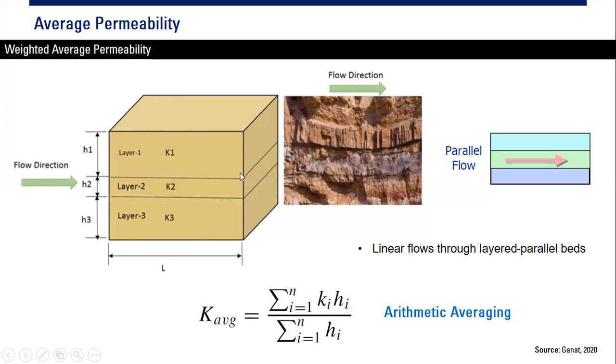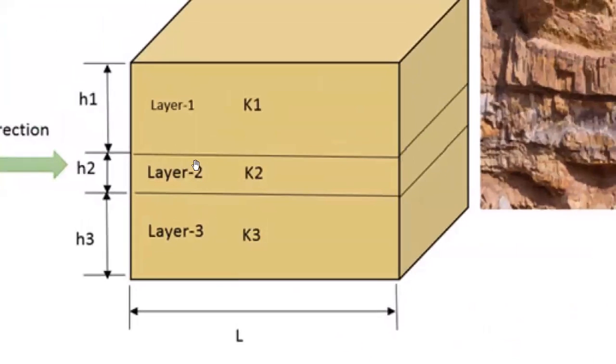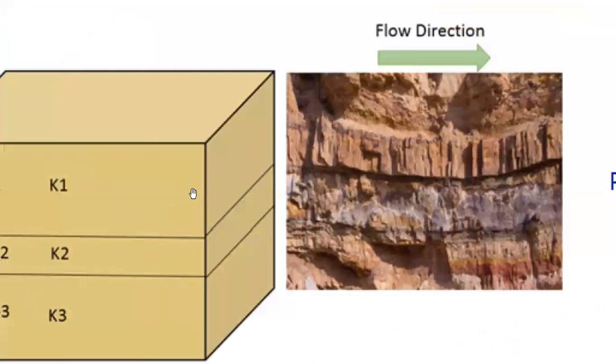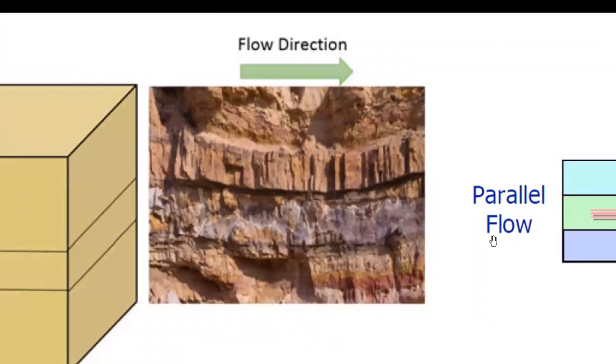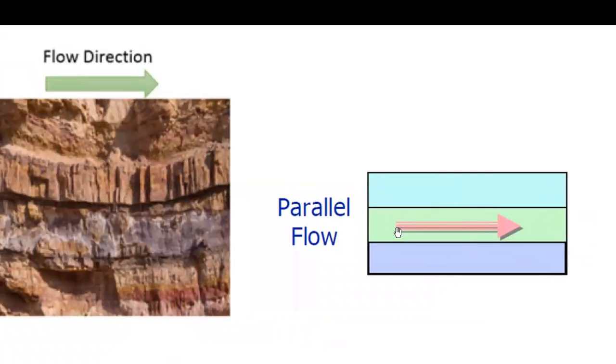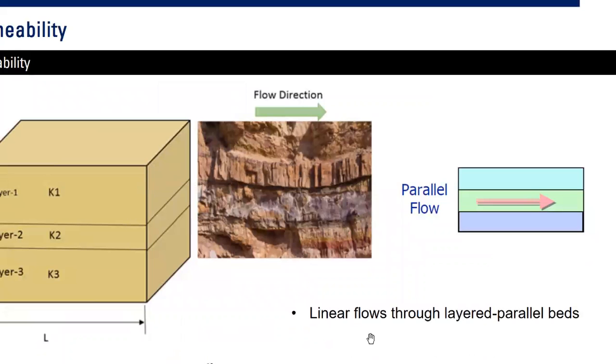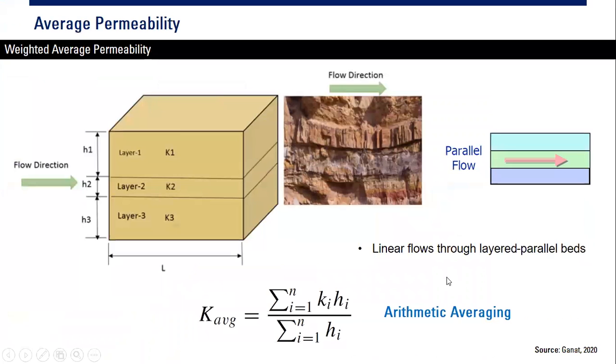The first one is like this. If the flow direction is like this, and you have, for example, three layers, layer 1, layer 2, and layer 3, with permeability 1, permeability 2, permeability 3, with different thickness, thickness 1, thickness 2, thickness 3, and the flow direction like this, we can call it parallel flow. This is the schematic of parallel flow through three layers with different permeability and different thickness. Okay, linear flow through layered parallel beds. We can average the permeability using this method.